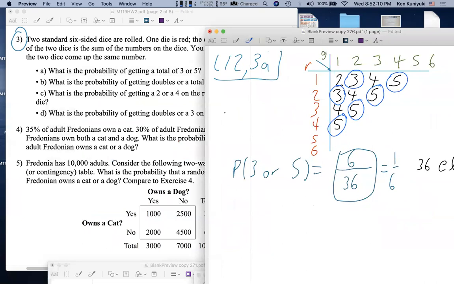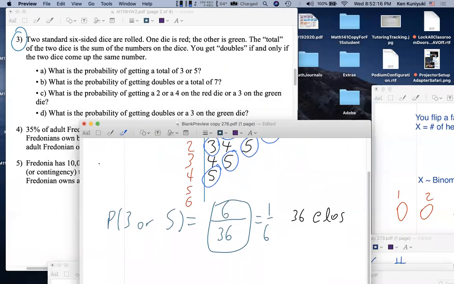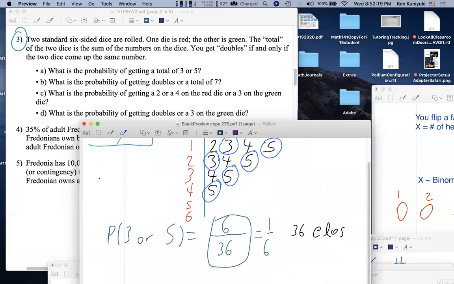So that's the scheme, okay? And in fact, I'll give you a minute or so. See if you can get B, C, and D. Fill out the rest of the table. B is the probability of getting doubles or a total of 7. C was the probability of getting a 2 or a 4 on the red die or a 3 on the green die. Now that's a 2-die problem. You need the grid. You can't just have a one-dimensional array. D, what's the probability of getting doubles or a 3 on the green die? I would recommend a grid on all these, although in theory, B doesn't require a grid, but otherwise you'd have to explain it. C and D, you pretty much need a grid. I'll give you a minute to think it through.